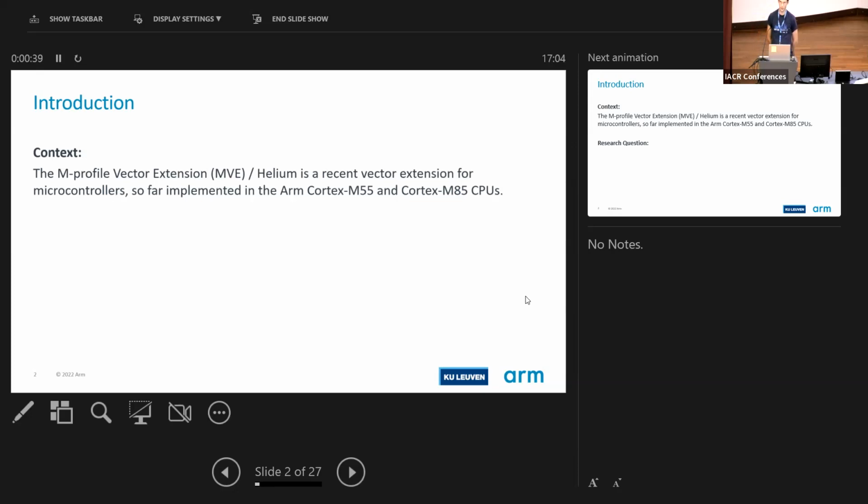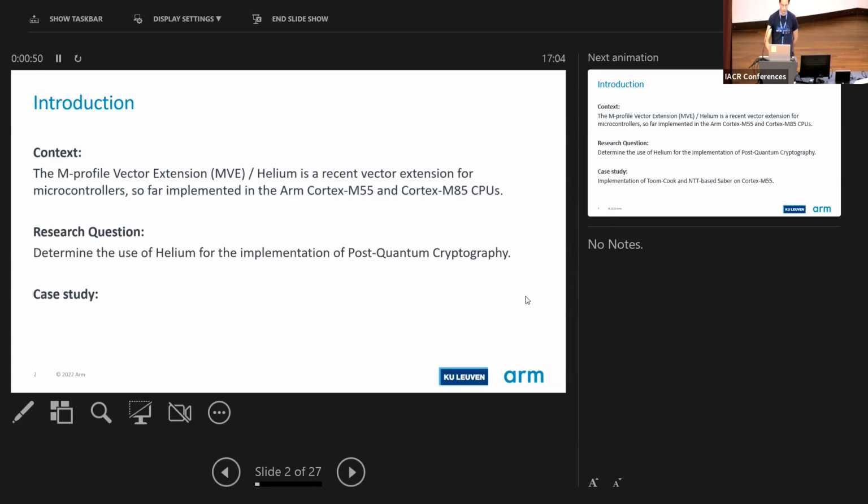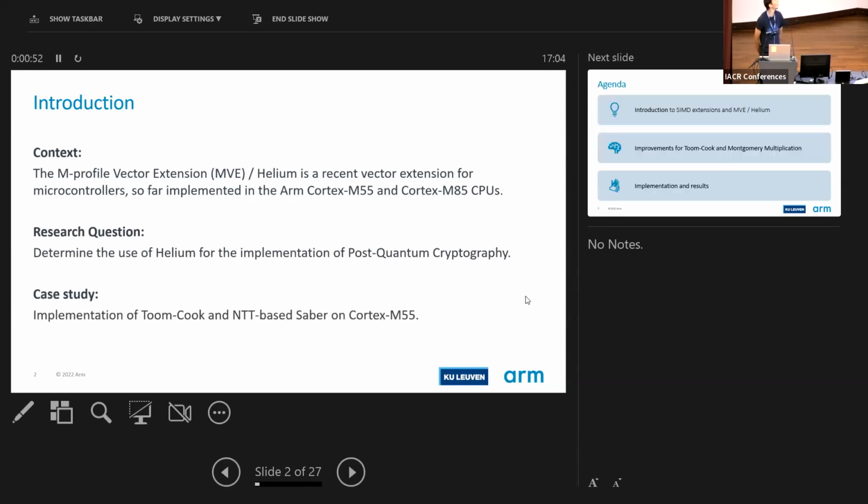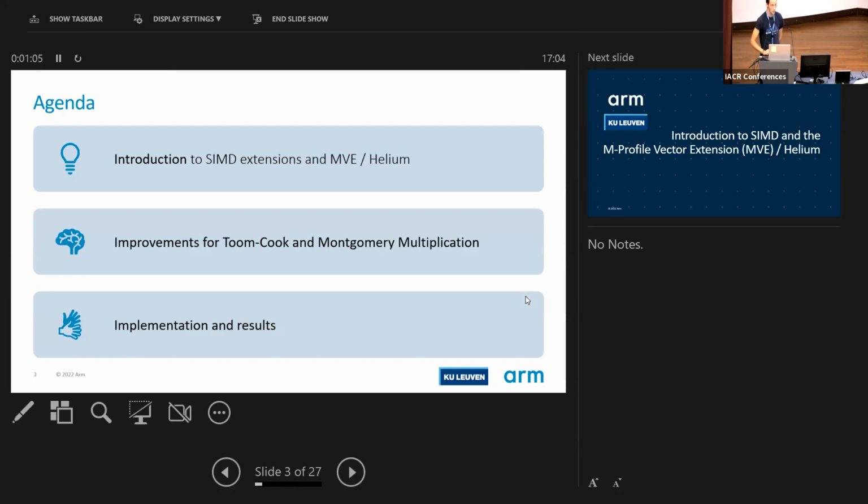The research question we want to study is quite simple. We want to understand to what extent we can leverage MVE to speed up implementations of post-quantum crypto. To make it concrete, we focus first on Toom-Cook and NTT-based implementations of Saber on the Cortex-M55. But I note that the methods we apply carry over more generally. The agenda is: I'm going to say a little bit about SIMD in general and MVE in particular. We look at the algorithmic improvements that we found for Toom-Cook and the NTT.